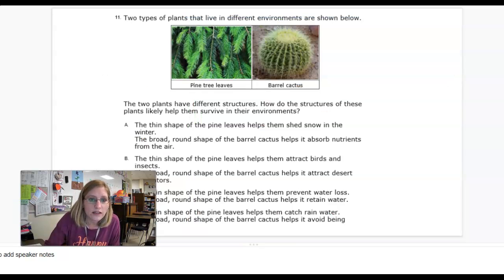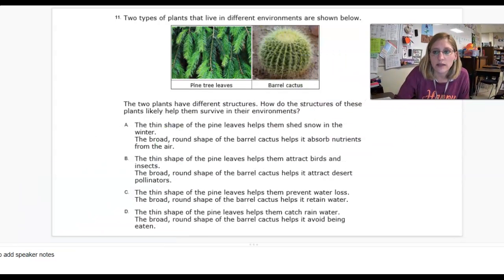So let's take a look at these plants. This was on our CDB, and this was a hard question. So let's take a look. These are two different types of plants that are in different environments. There's a pine tree. When you think of a pine tree, you should think of a Christmas tree, because that's where we mainly see these types of trees. These usually live in the north. And then this is a barrel cactus. You'll see a lot more of these types of cactuses here in Texas.